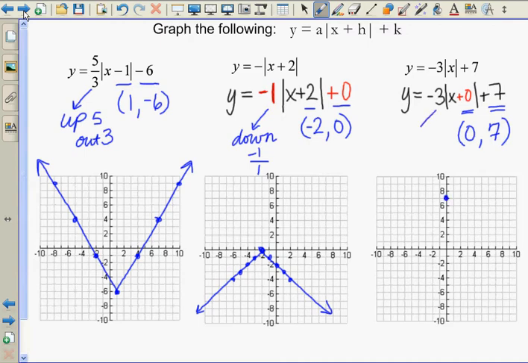There we go. And our a value is negative, so we're going to be going down 3, and again to make that into a fraction, over 1. So down 3, out 1, down 3, out 1. Down 1, 2, 3, out 1. There we go. Both directions. And again, if you're being a fantastic student, you fill up your whole graph with points.